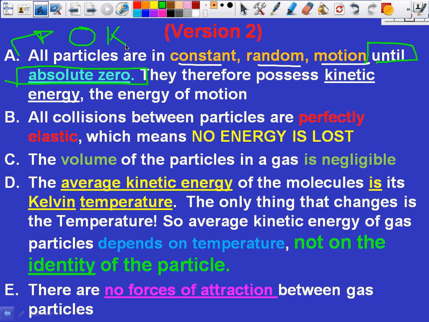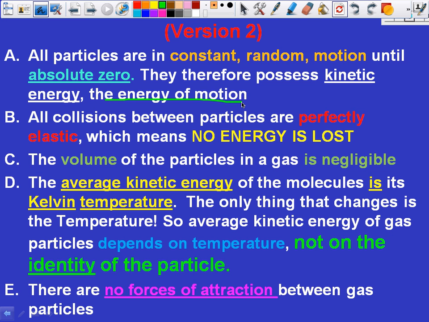Well, we know, hopefully, that we have not hit absolute 0 yet. This is not something that is real on this planet yet. We've not got to it. So this doesn't exist. Since we don't have absolute 0, then the next statement must be true. They therefore possess kinetic energy, which is the energy of motion. We know that that is true. All right, so A was a little different. Part B. All collisions between particles are perfectly elastic, which means no energy is lost. Yep, we got that. We figured that out last time.